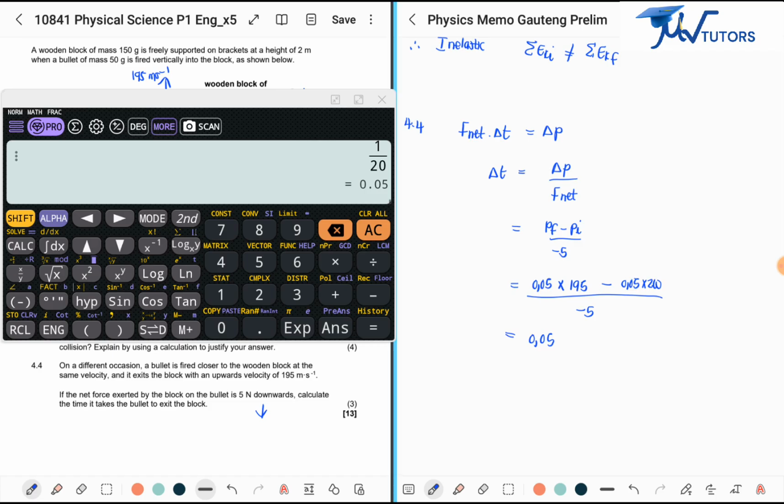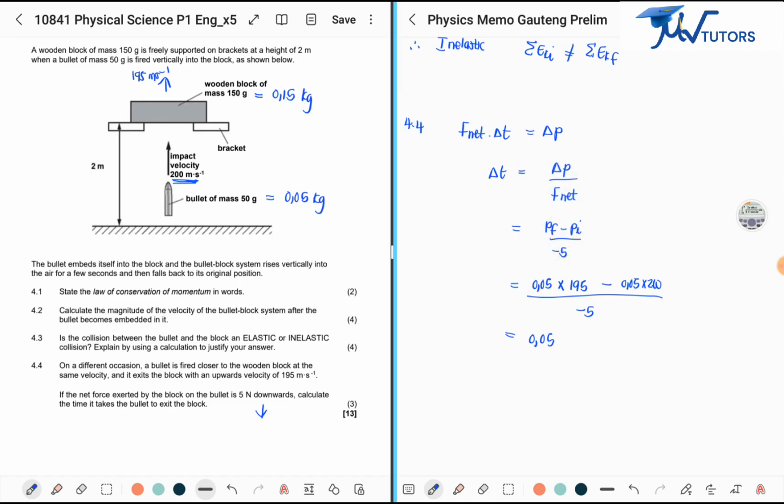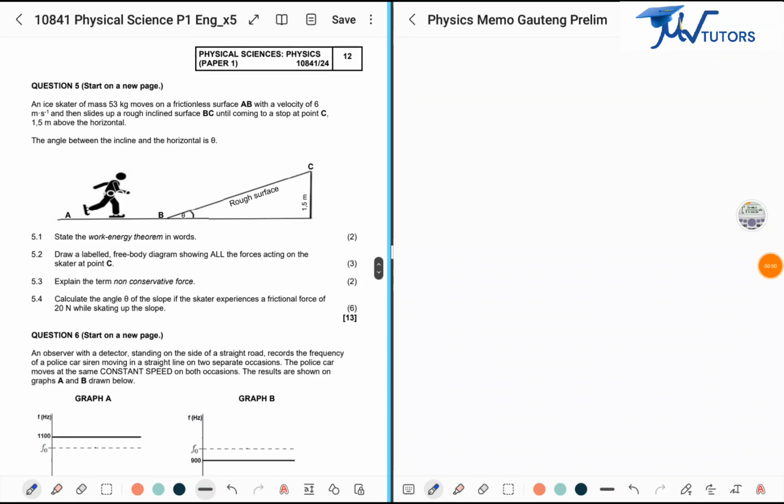Okay, so now the time it takes is 0.05. Let me write that S like this in the seconds so that you can distinguish between the 5 and the S. And that's it, and we're done with question 4. Alright, question 5.